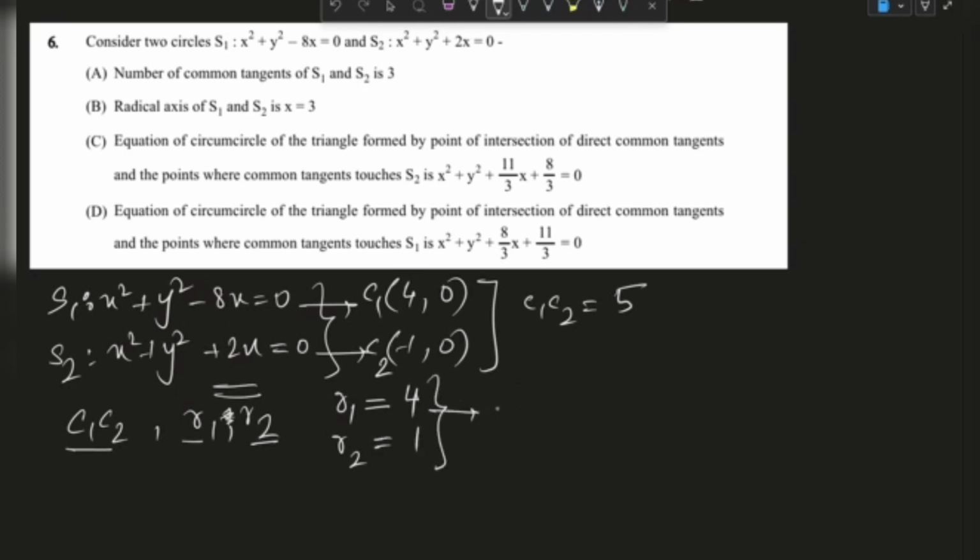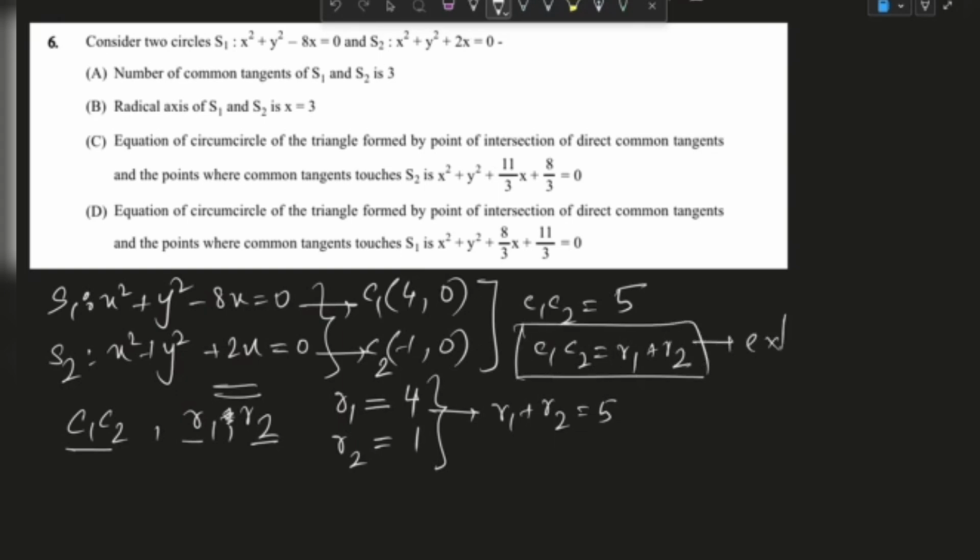So as you can see from here, if we calculate R1 plus R2, this is 5. So our C1 C2 is equal to R1 plus R2, which explains that these two circles are perfectly externally touching. They are externally touching at one particular point. So if you just draw a rough diagram like this for two externally touching circles, this is not intersecting. For two externally touching circles, there are two possible tangents only, which makes our option A automatically correct.